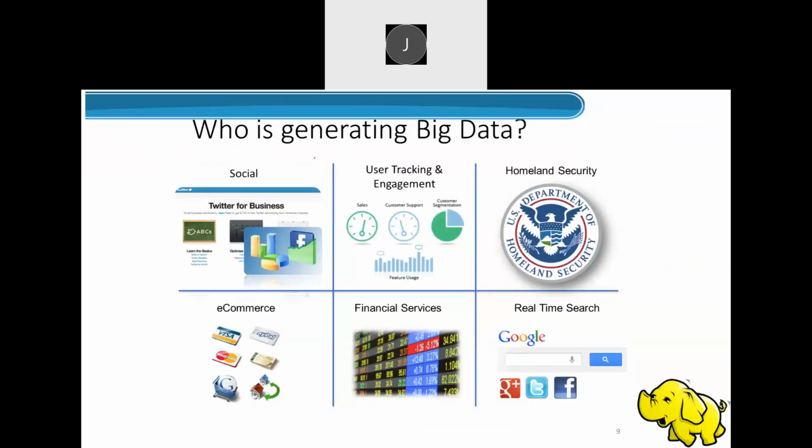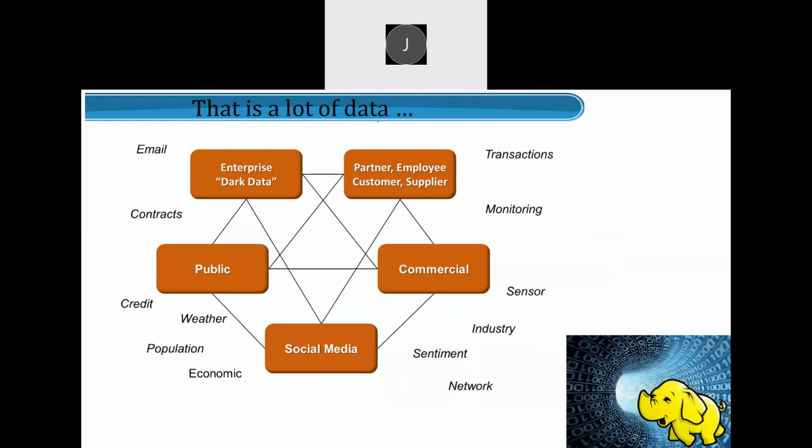So how is this data generated? Data is generated everywhere: from social media, user tracking systems like sensors, and stock markets, which generate a huge amount of live data. Customer support and customer segmentation, and security also generate large amounts of data. E-commerce transactions, like online payments, are data. Real time search as well. The data we enter is stored in Facebook, Google, Twitter, and so on. There is a lot of data in all these areas.